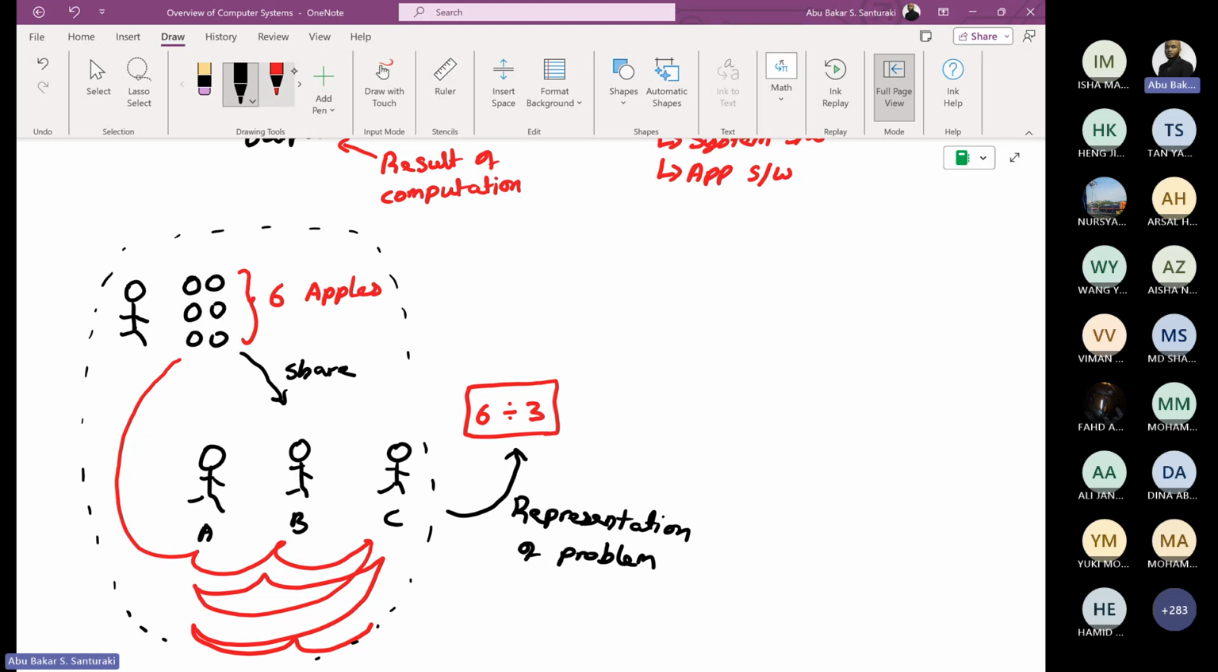So what's the meaning of this word representation? The simplest definition for representation is instead of, in place of. So representation can mean in place of. In other words, anything that can be in place of another thing. So what are we talking about here? This 6 is a data value. And this data value represents the number of apples. So it's a data value that represents the number of apples I have.